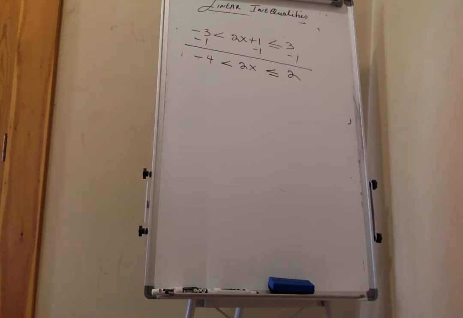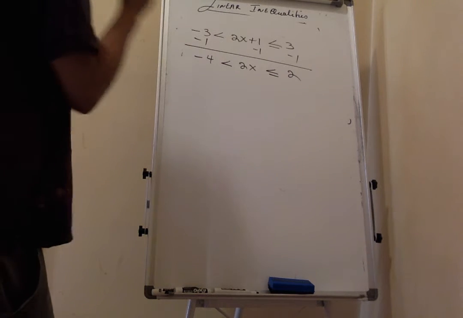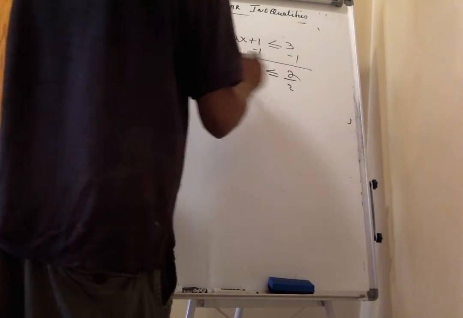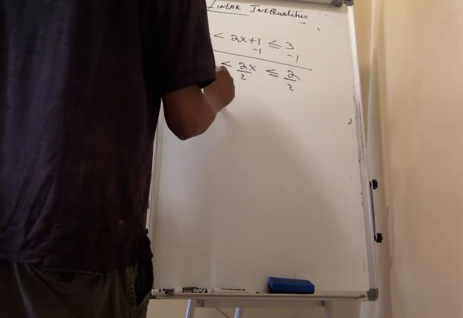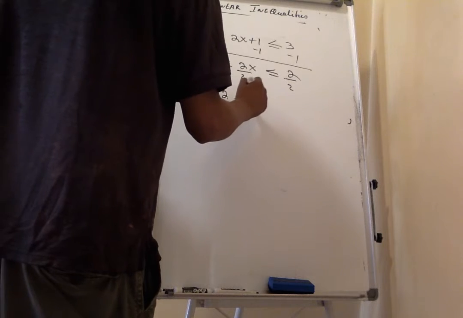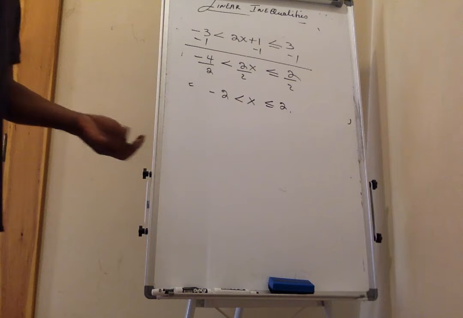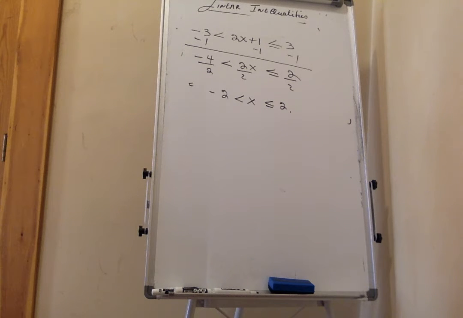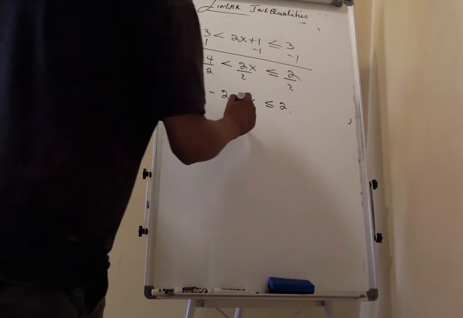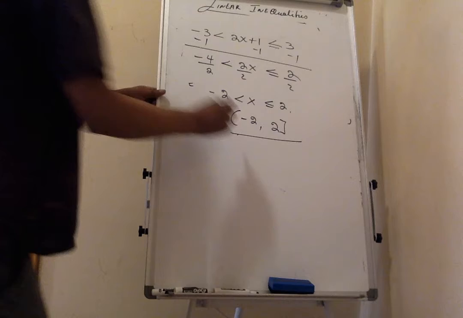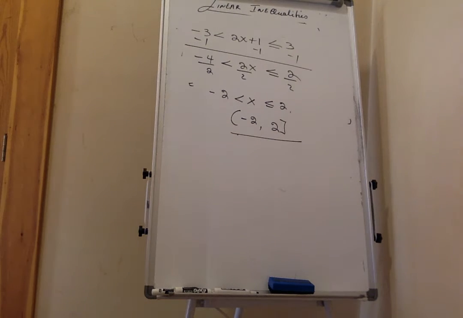Now, I want to get x by itself, so meaning what? I'm going to divide both sides by 2, so you have negative 2 is less than x, less than or equal to 2. So what this means is, all values of x greater than negative 2 and less than or equal to 2. You can write this as negative 2 and 2, and that would be your final solution.